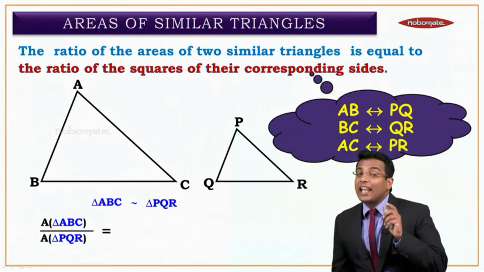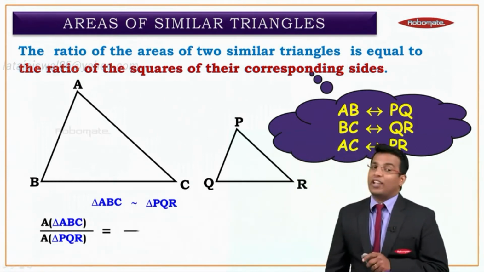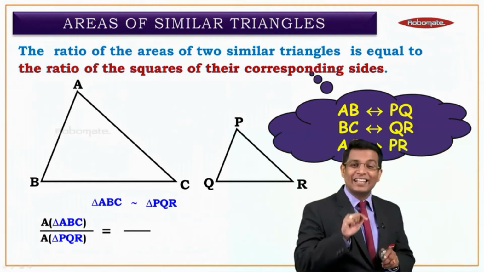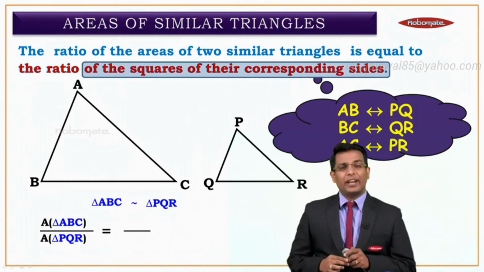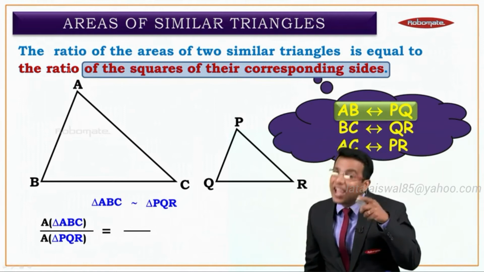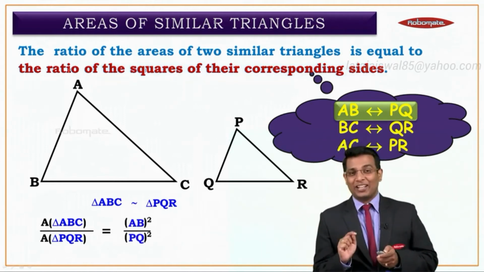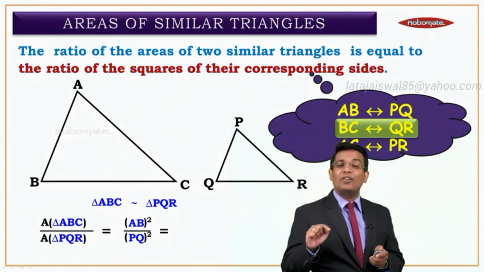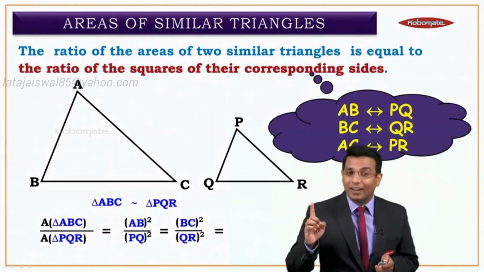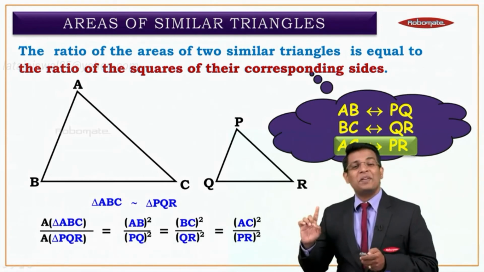So it says the ratio of the areas of two triangles is equal to the ratio, so again we take a ratio, but ratio of what? Ratio of the squares of the corresponding sides. Now let's consider one pair at a time. We are talking about AB and PQ, so it will be the squares of their corresponding sides. That means it will be AB square upon PQ square. Same way, if we take the next pair, it will be equal to BC square upon QR square. And if we take the third, that is AC and PR, we'll have AC square upon PR square.